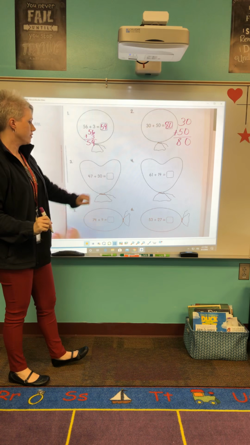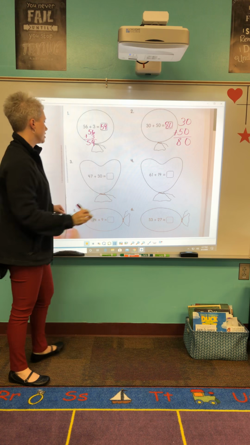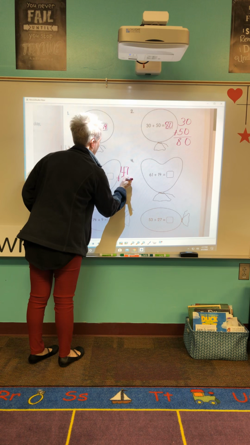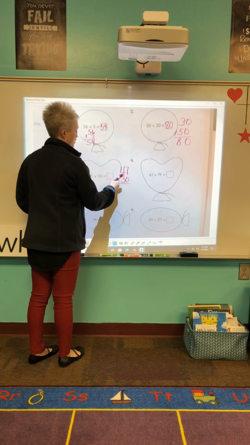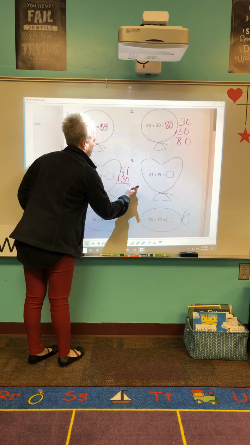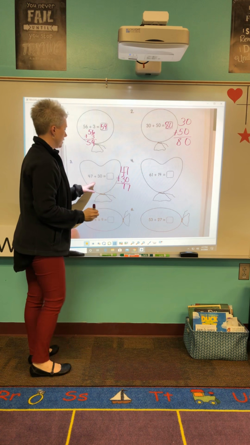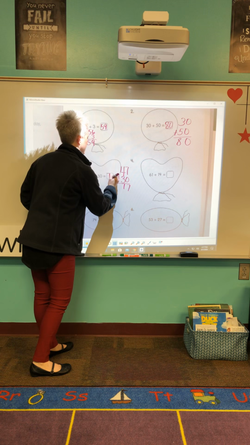Alright, 47 plus 30. We have two double-digit numbers. Let's stack that up. 47 plus 30. 7 plus 0. 7. 4 plus 3. 7. 47 plus 30. 77.